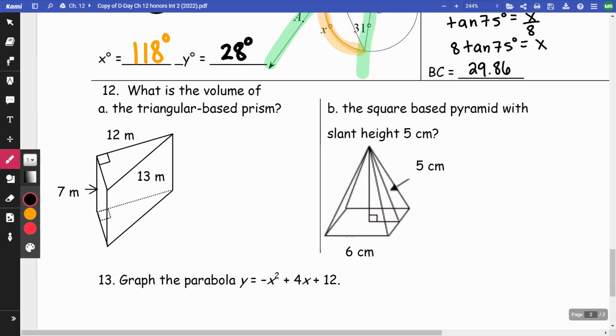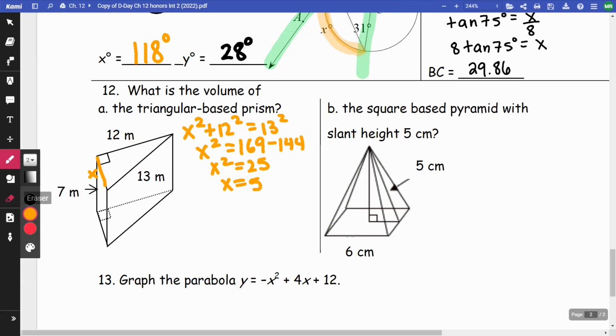So in this case, I have a right triangle and I need to find this value right here. Now, some of us might recognize this as a 5, 12, 13 right triangle. Let me just call this x and let's just work this out if you did not realize that. So this would be x squared plus 12 squared equals 13 squared. So I have x squared equals 169 minus 144, which is going to be 25. So when I take the square root, I am going to get 5. So this length right here is going to be 5.